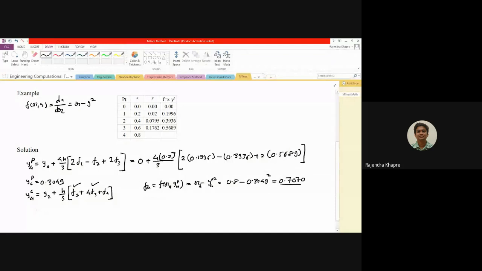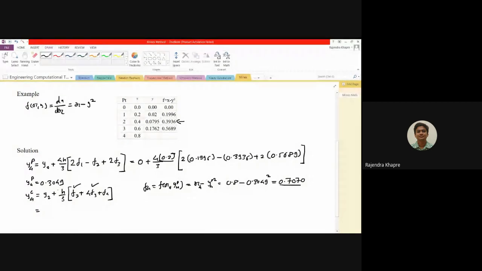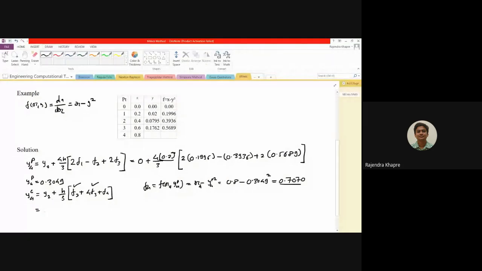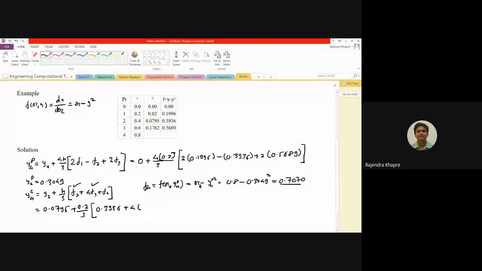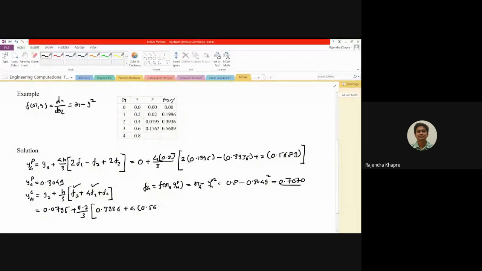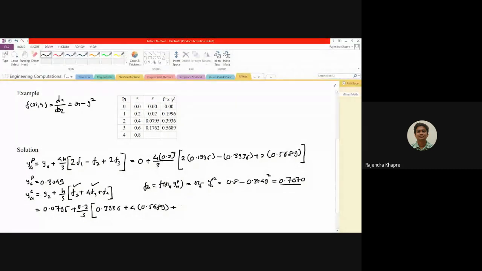So all we have to do is substitute the values now. Your y2 value is this value. So this will be 0.0795 plus h, which is 0.2, divided by 3, times f of 2, which is 0.3936, plus 4 times f of 3, which is 0.5689, plus f of 4, which we just calculated, that is 0.7070. So ultimately you will be getting the value of y4 corrected.